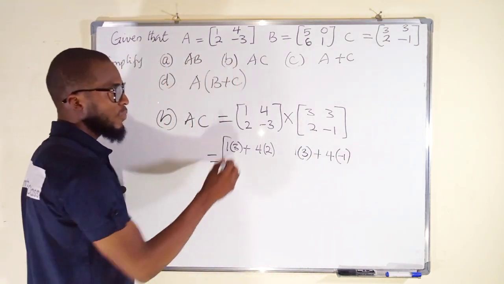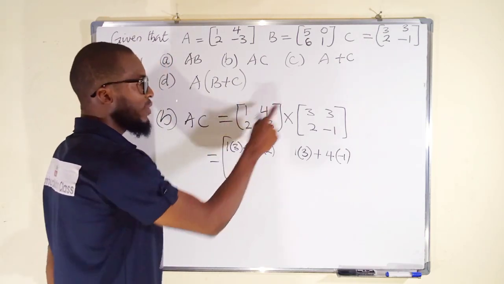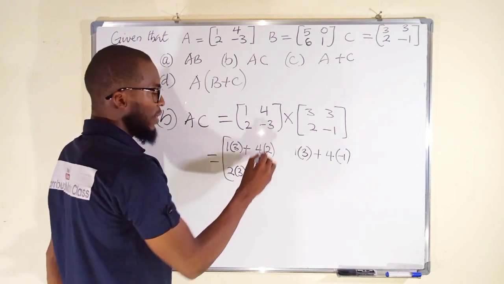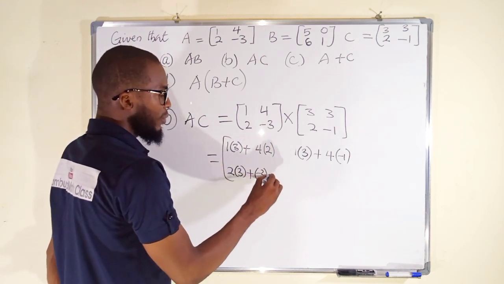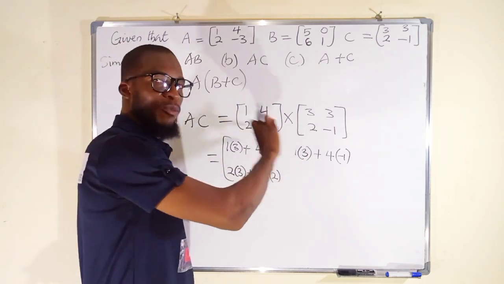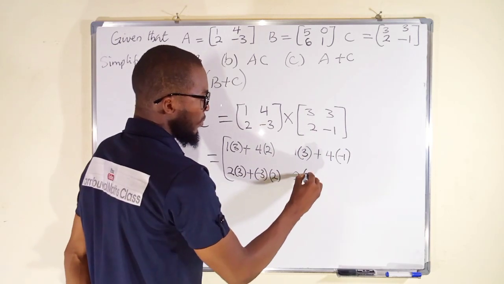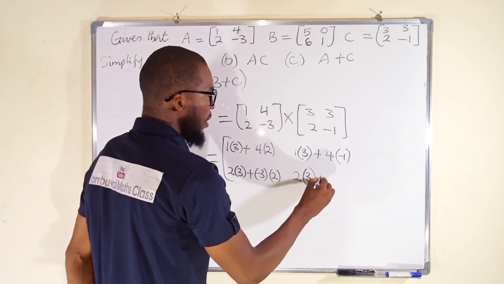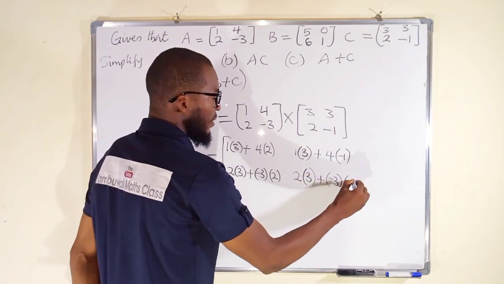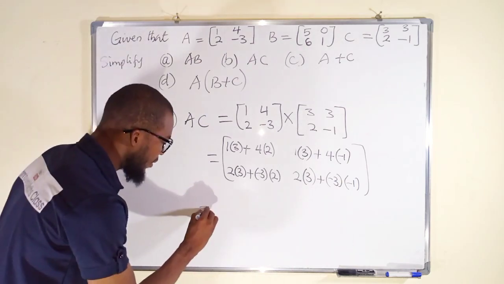You come down for the second row, first column element: 2 times 3. You add with negative 3 multiplied by 2. Then you move on, you take the same row, multiply by the second column: 2 times 3. You add, you take negative 3, you multiply by this negative 1. You close and simplify, obtain your final result.